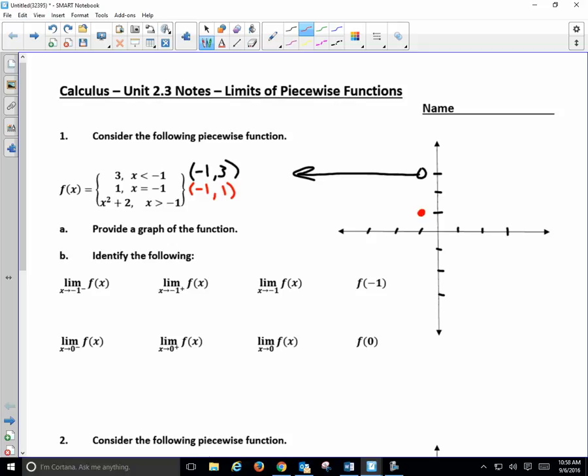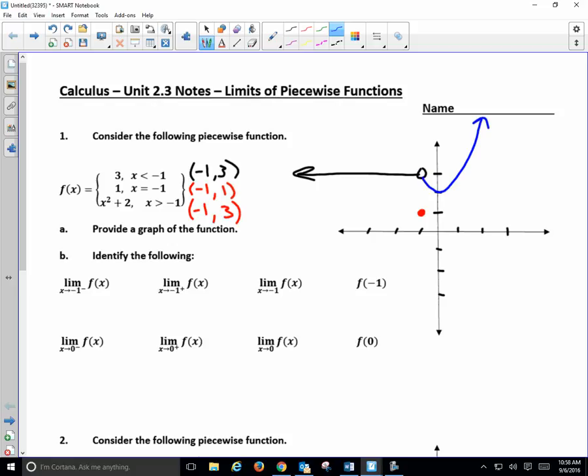And then finally, x squared plus 2, what does that look like? A parabola. So we plug in negative 1 and you get 3. So if I plug in negative 1, I get 3. Open or closed circle? Open. And it'll dip down to 2 because it says x squared plus 2. And that's the graph of my piecewise function. So this is a nice review of graphing piecewise functions.